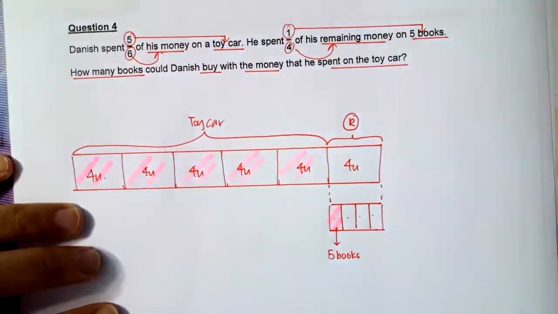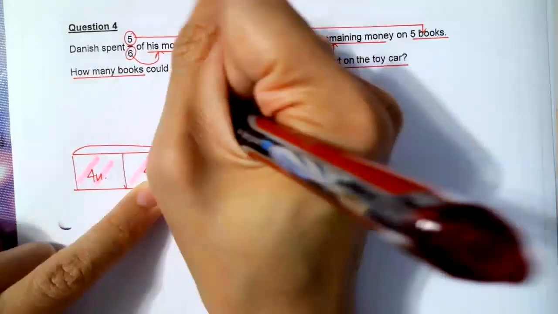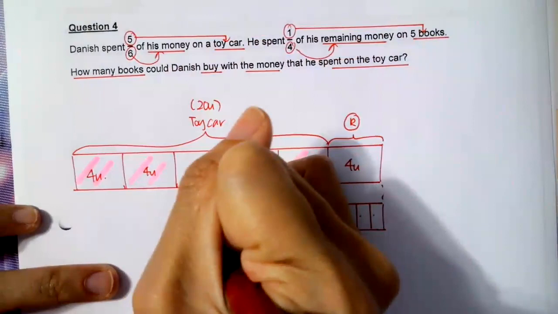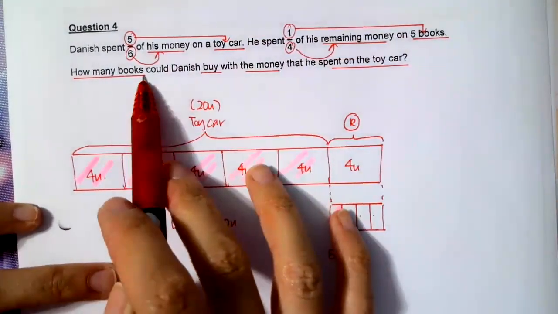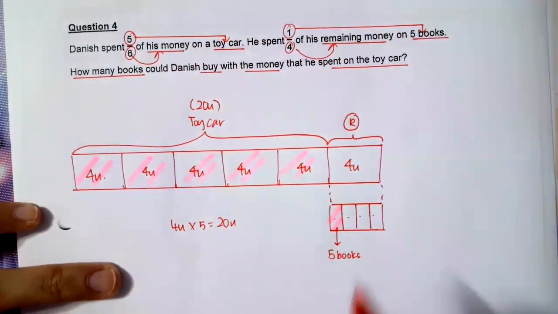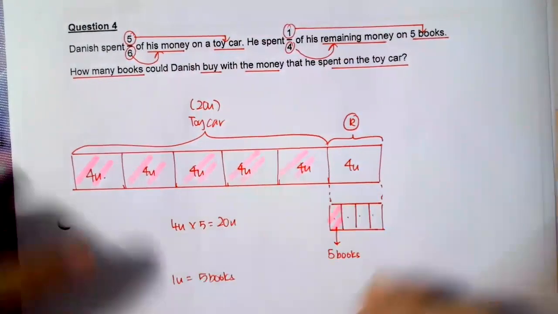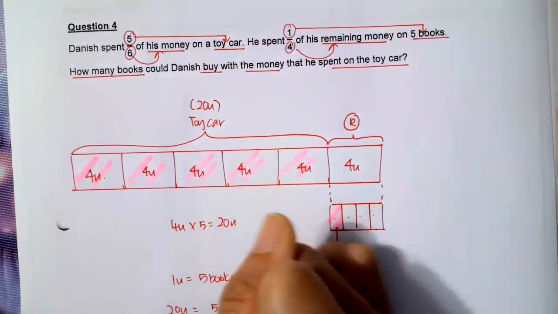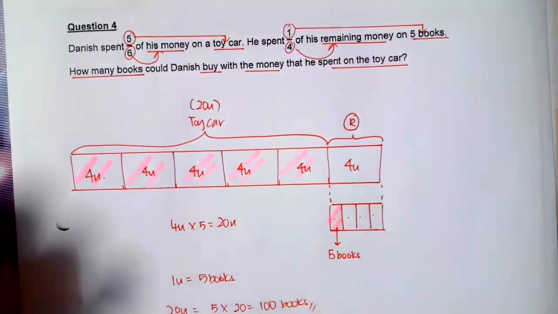Okay. So my toy car now is 4 times 5, so total 20 units. 20 units. All right. So how many books could Danish buy with the money they spend on the toy cars? So 1 unit can buy me 5 books. So the 20 units will be able to get me 5 times 20, which is 100 books. That's it. Okay.